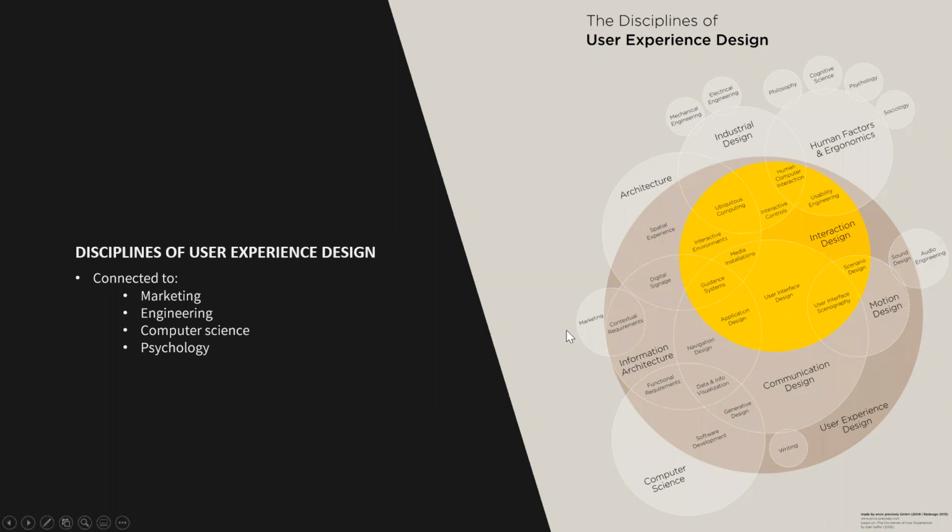For example, we see here industrial design, human factors and ergonomics, architecture, marketing, computer science, communication, mechanical, electrical engineering. These are all different ways that you can get into the UX world, because a lot of these industries are related to the user experience circle.